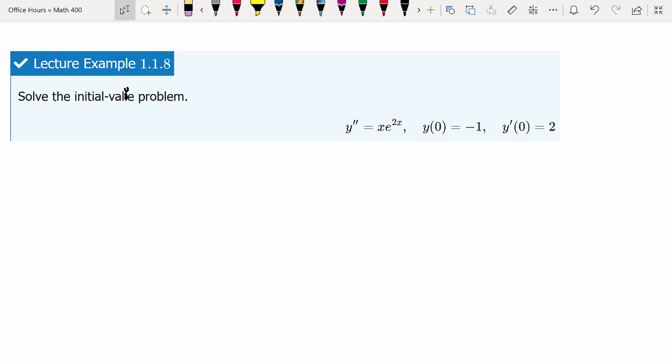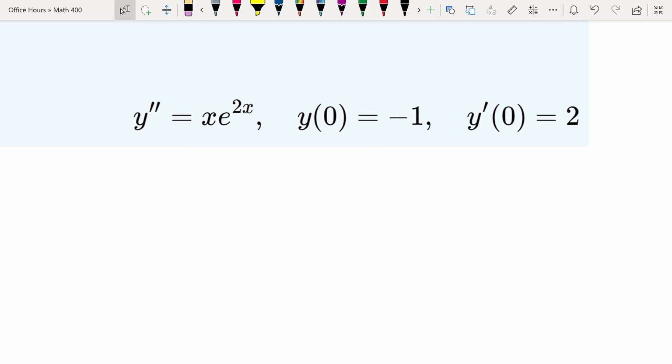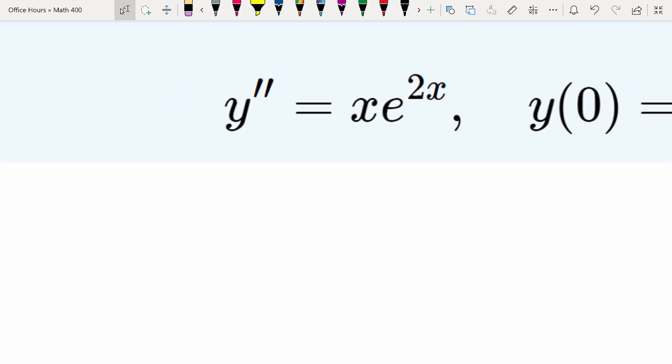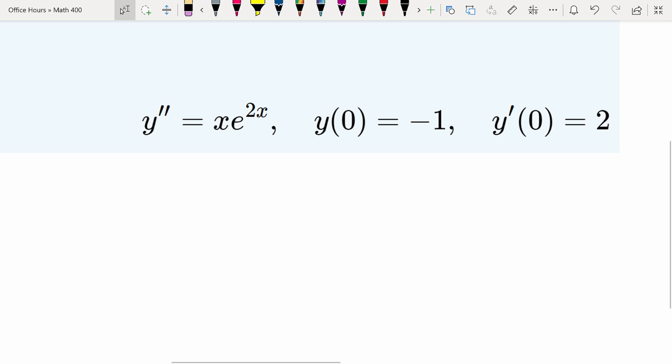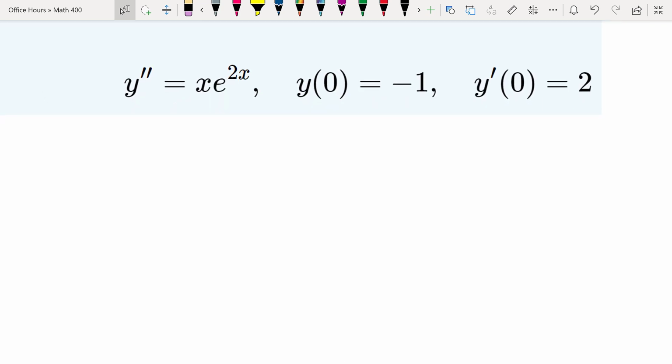All right, here we are with lecture example 1.1.8, solve the initial value problem. I had it spelled incorrectly there. Anyhow, the differential equation we're handed here is y double prime equals x e to the 2x, and we are given two initial values, y of 0 equaling -1, and y prime at that very same x value of 0 is equal to 2.